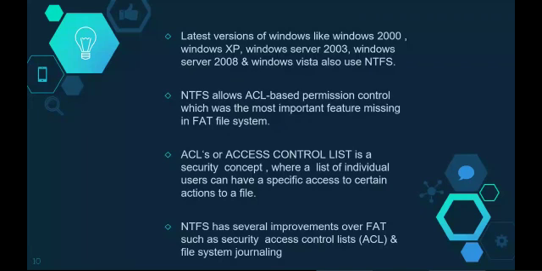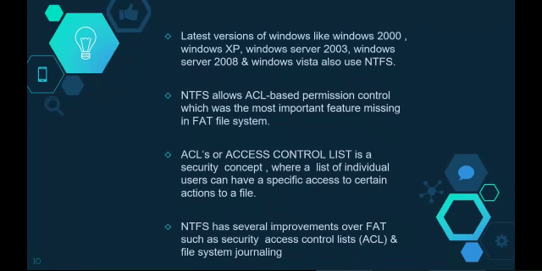Now, what is ACL? ACL is an access control list. It is a list of permissions associated with an object. ACL specifies which users or system processes are granted access to objects, as well as what operations are allowed on given objects. NTFS allows ACL based permission control, which was the most important feature missing in the previous FAT file system.